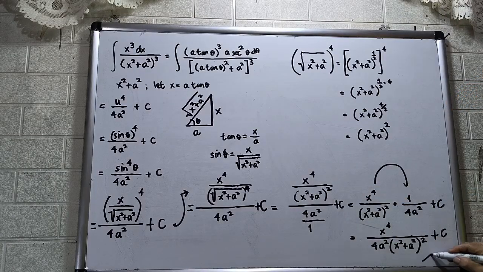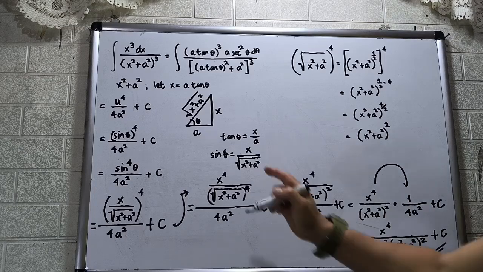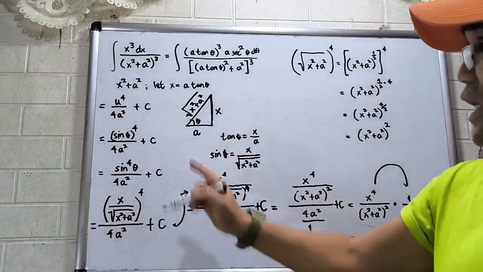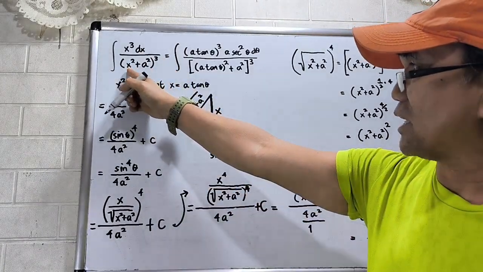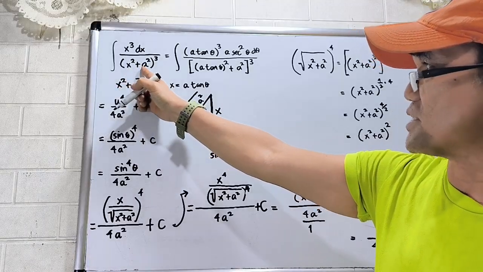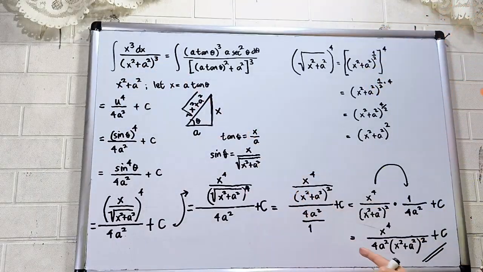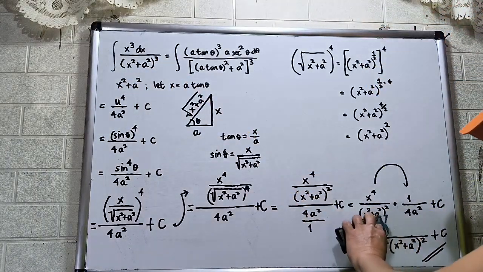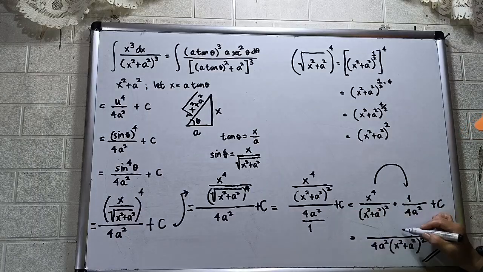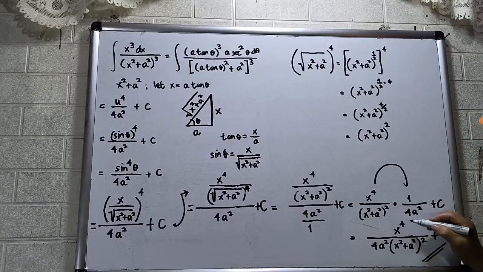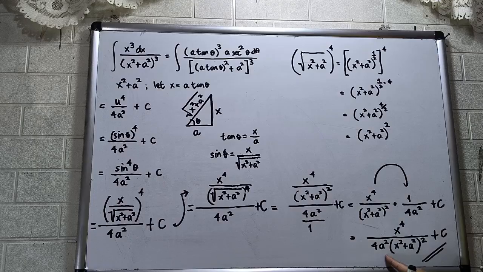So this will be my final answer. The integral of x cubed dx over x squared plus a squared raised to the power of 3 is equal to, I will write in the middle, x to the 4th over 4a squared times circle brackets x squared plus a squared raised to the power of 2, plus c.